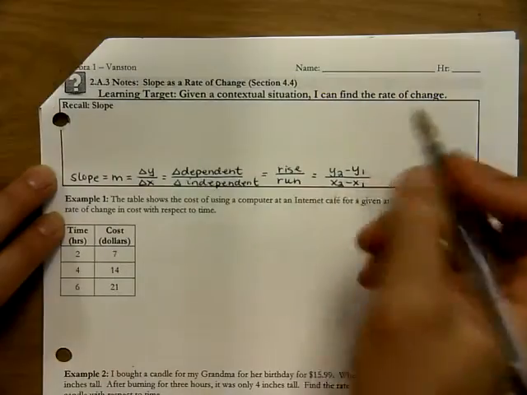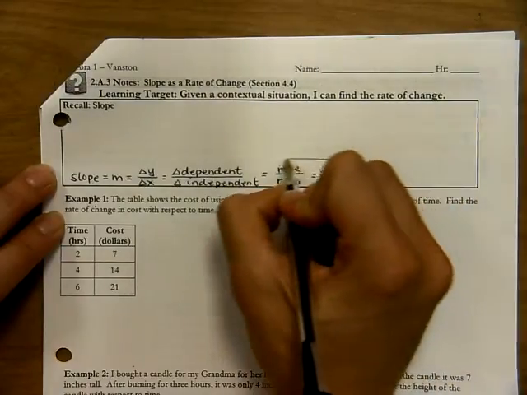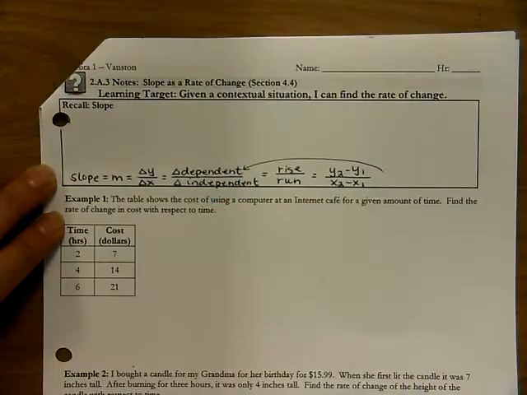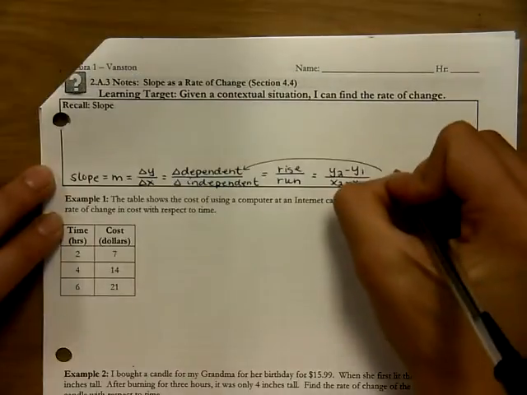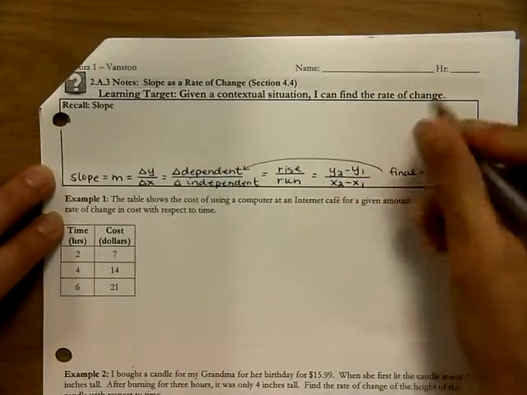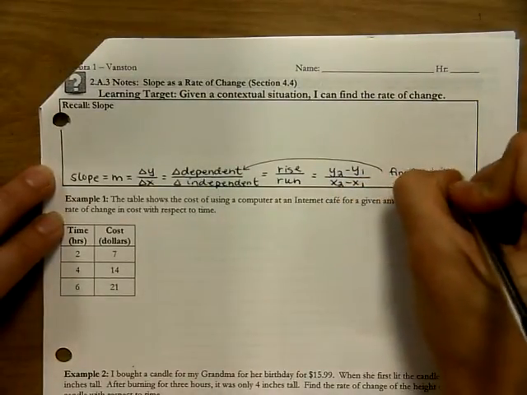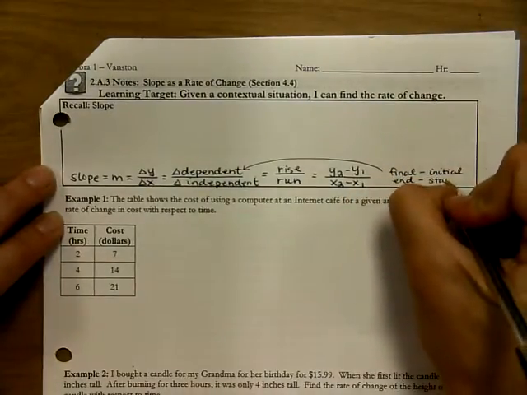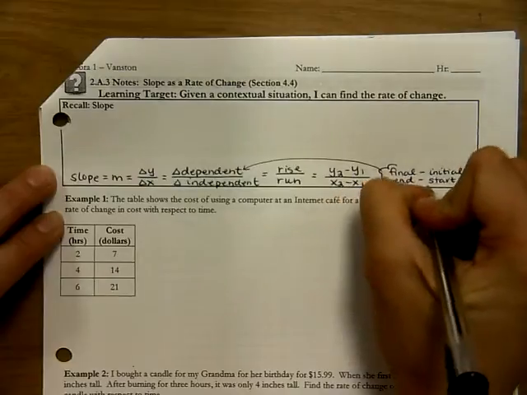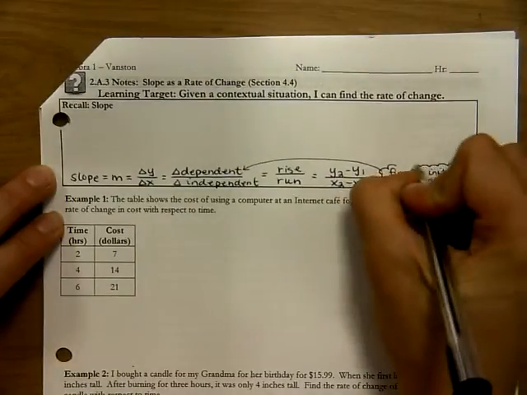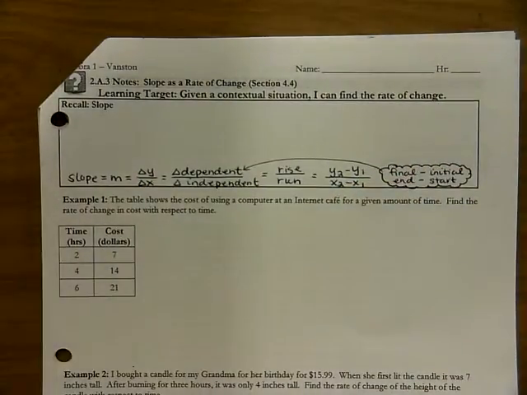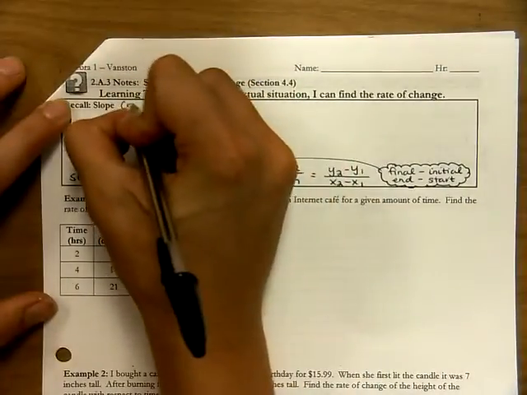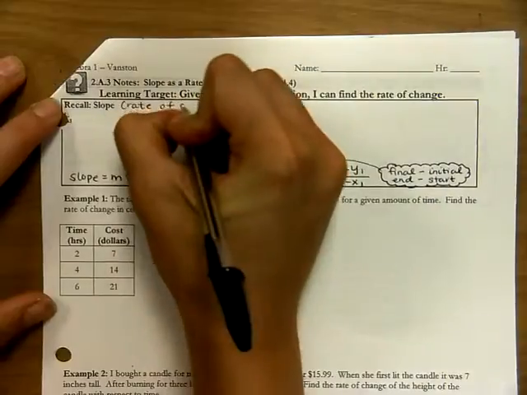Today when we're talking about this, we want to make sure we understand that in a contextual situation, when we talk about the change in the dependent variable, we are always talking about the final, meaning the ending, minus the initial, or the beginning. So the final or the end minus the initial, meaning the start or the beginning. So please take a note of that. That will be important for us to reason through some of these key parts of slope. So now today we're talking about slope as a rate of change.